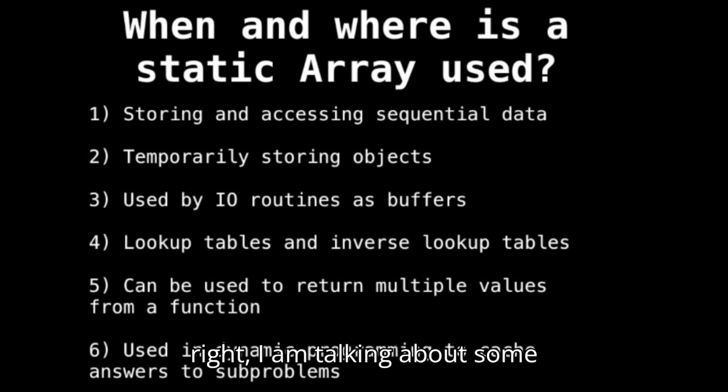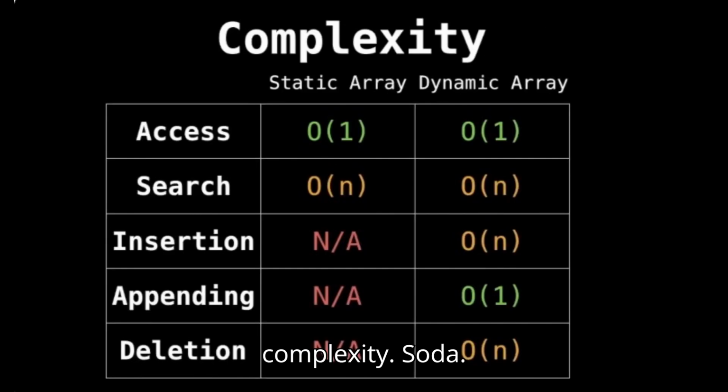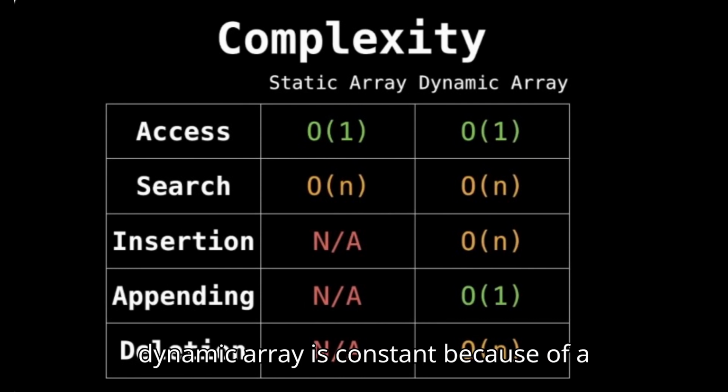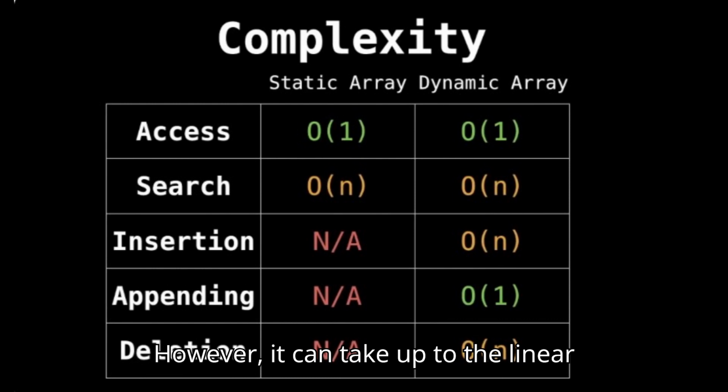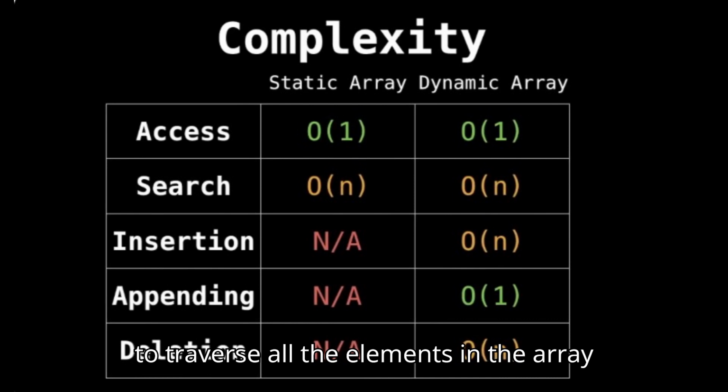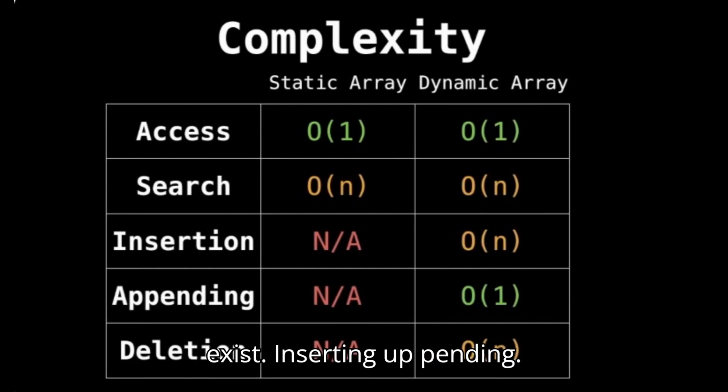All right, I'm talking about some complexity. So the access time for a static array and a dynamic array is constant because of the property that arrays are indexable. Searching, however, can take up to linear time because we potentially have to traverse all the elements in the array in the worst case, such as if the element you're looking for does not exist.